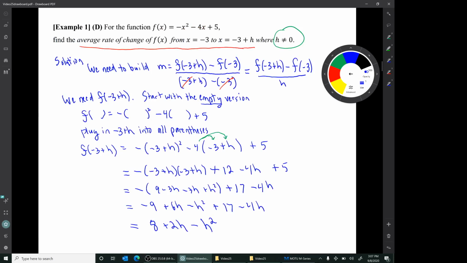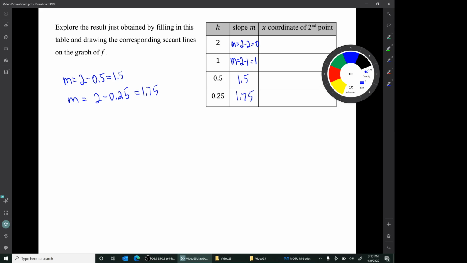We were supposed to be finding the average rate of change of f from x equals -3 to another nearby x value, -3 plus h. So the first point is the point that has x equals -3, and the second point is the point that has x equals -3 plus h. So now we can find the x-coordinate of the second point. So let's draw those lines on the graph of f.